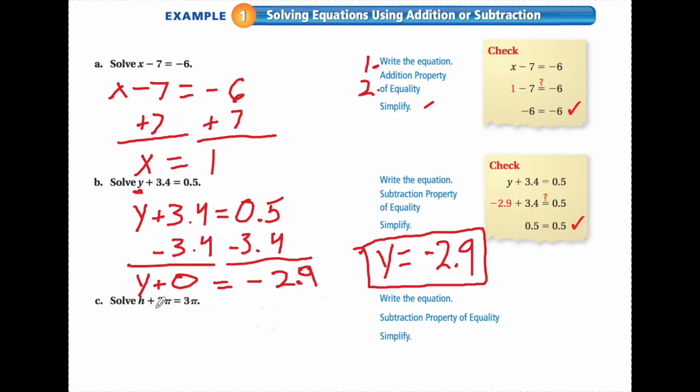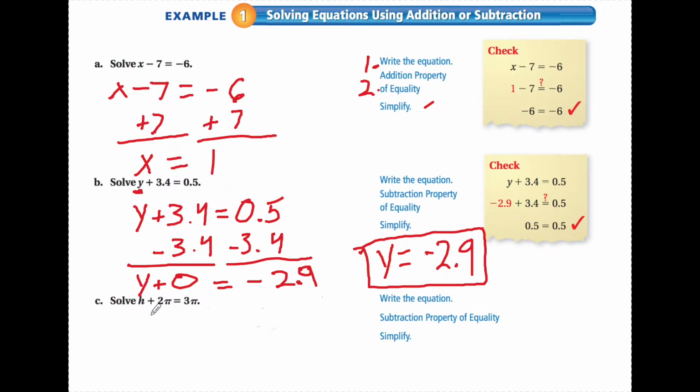And our last equation is h plus 2 pi equals 3 pi. One really important thing to remember here is that pi is a constant, not a variable. Pi is 3.14159, and it goes on forever.